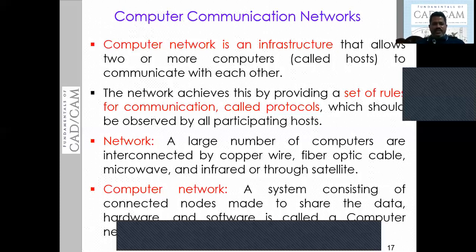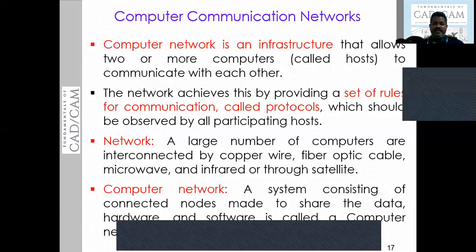So when you come to the terminology in the communication network, you have network and communication network. When a large number of computers are interconnected, or when you connect a large number of computers using fiber optic cable or copper wire or microwave or infrared or through a satellite, that is called a network. This is specifically related to the hardware.